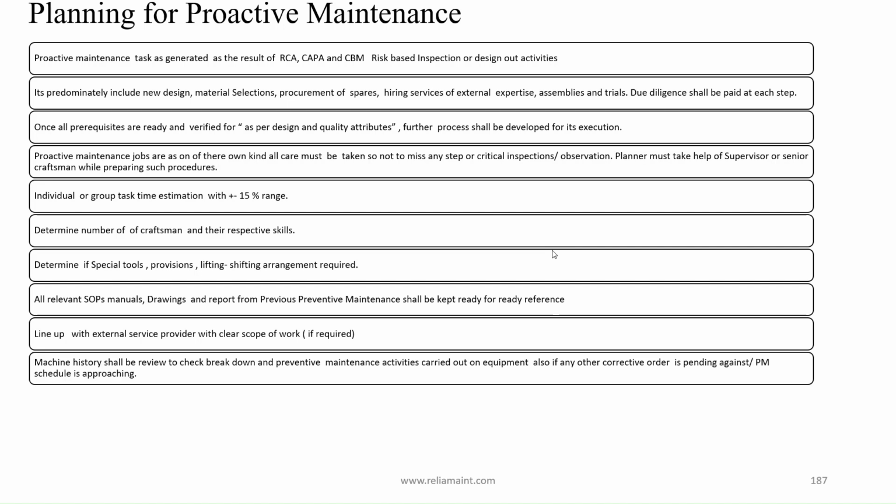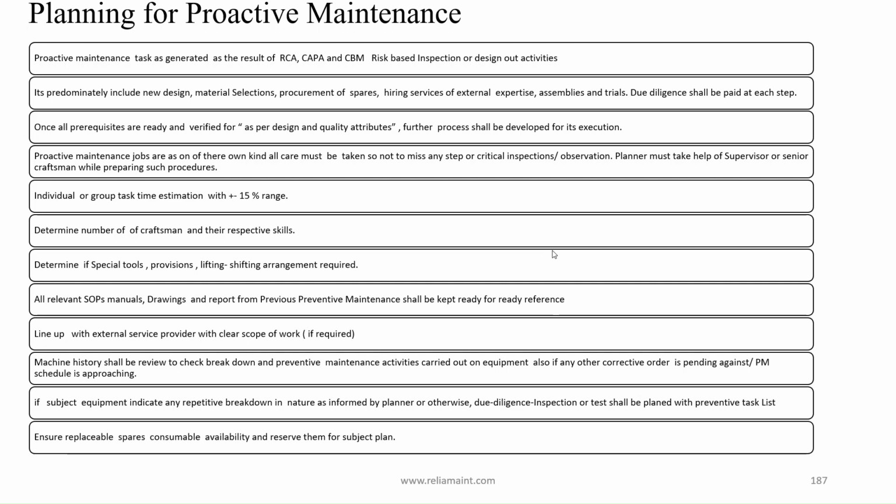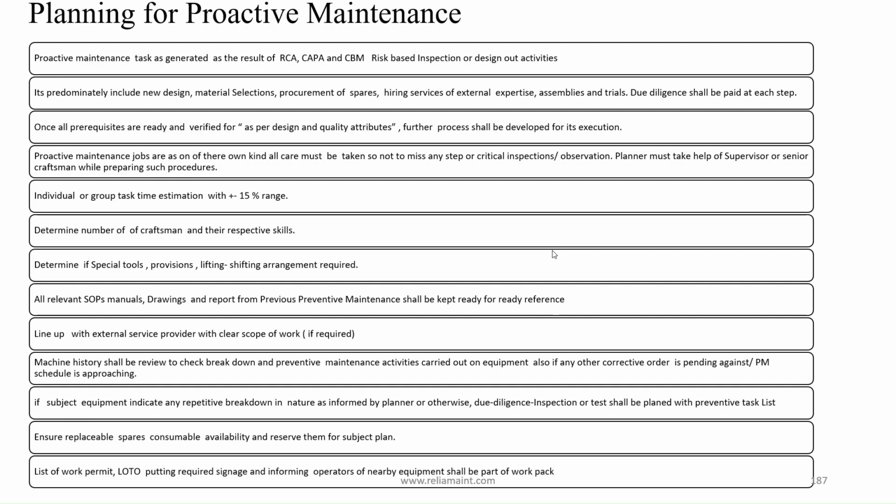Machine history shall be reviewed to check breakdown and preventive maintenance activities carried out on the equipment, and also whether any other corrective order is pending or a PM schedule is approaching. If the subject equipment indicates any repetitive breakdown in nature, as informed by the planner or otherwise, due diligence inspection or test shall be planned with the preventive task list. Ensure replaceable spares and consumable availability, and reserve them for the subject plan. A list of work permits, LOTO, putting required signage, and informing operators of nearby equipment shall be part of the work pack.